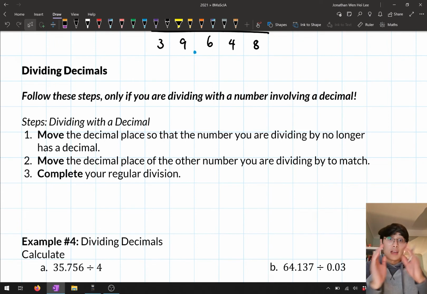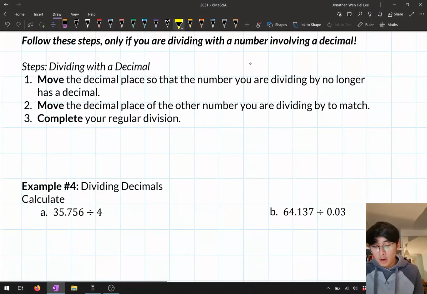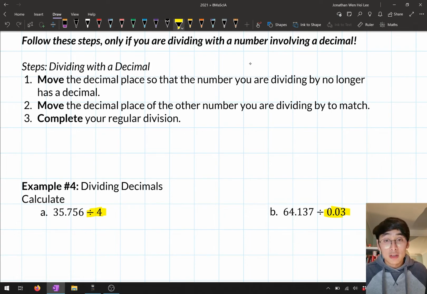So this applies if the number that we're dividing by has a decimal. For example, in the two examples below, this one here, the number that we're dividing by is 4. That does not have a decimal involved, so we don't actually need to apply these steps. We just do regular division. But for this one, 0.03, this one has a decimal point, and we need to follow the following steps.